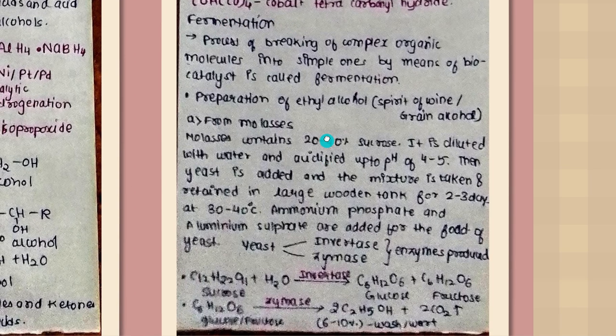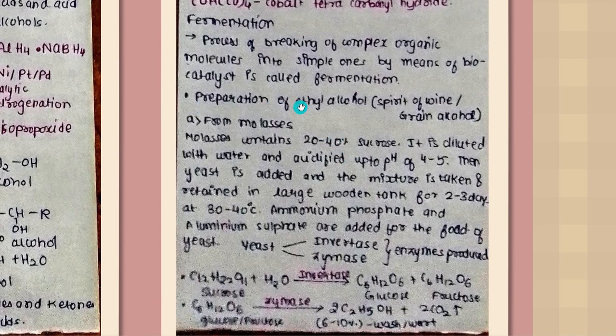So there are two processes. The first one is from molasses. Now what is this molasses? Molasses is the leftover material after extracting sugar from sugarcane, and it contains 20 to 40% of sucrose. It is diluted with water and then acidified up to a pH of 4 to 5, right? So 4 to 5 is acidic pH, right?